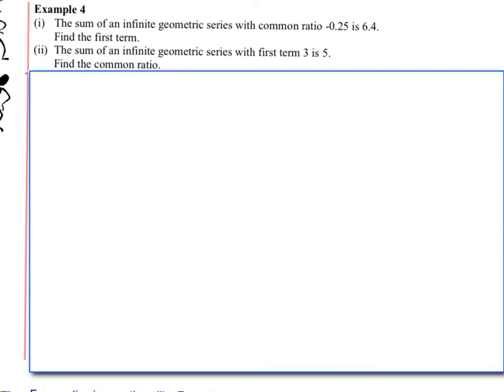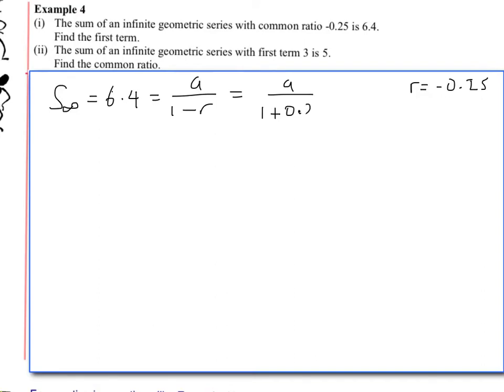Okay, so let's look at this example here. The sum of an infinite geometric series with common ratio -0.25 is 6.4. Find the first term. I like writing this out, so let's write down what they've given us. The sum to infinity is 6.4, and equals a over 1 - r. We know r equals -0.25, so we've got 2 pluses there. If we rearrange that, we should just be able to get a equals 8.